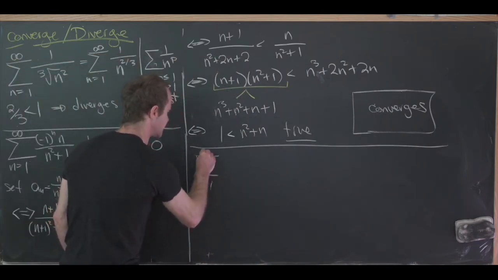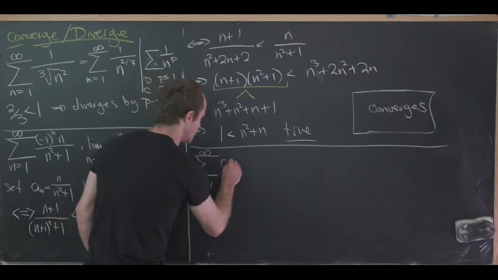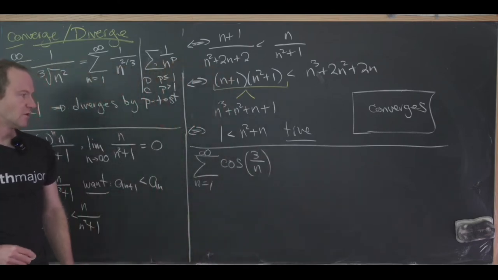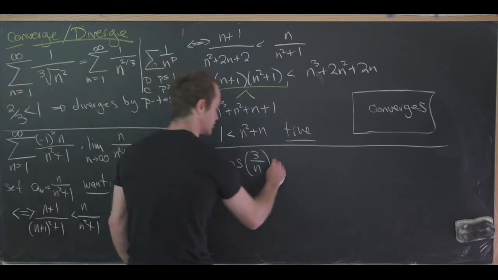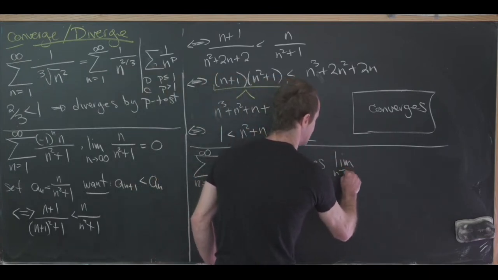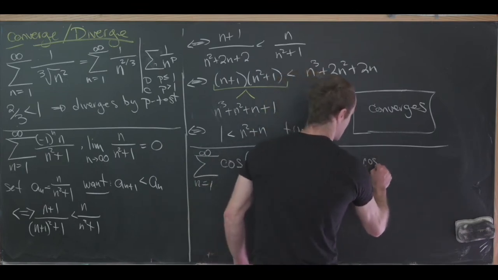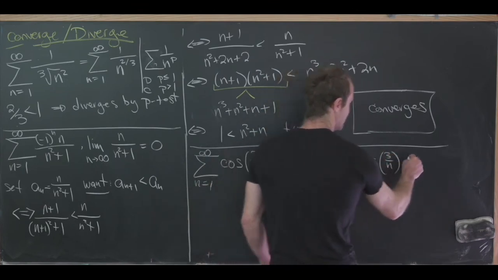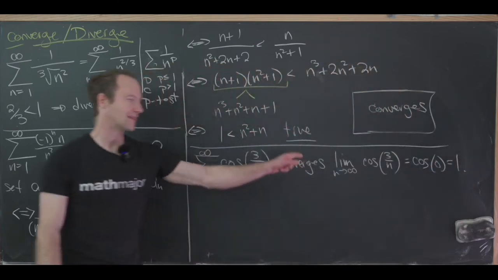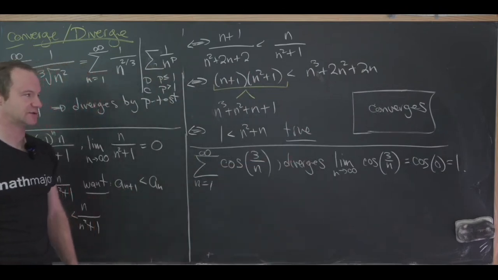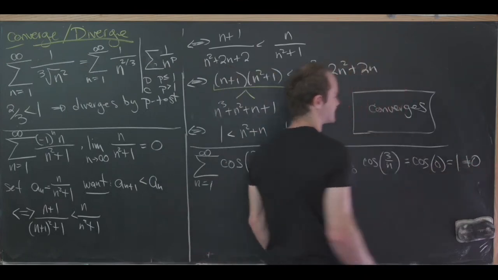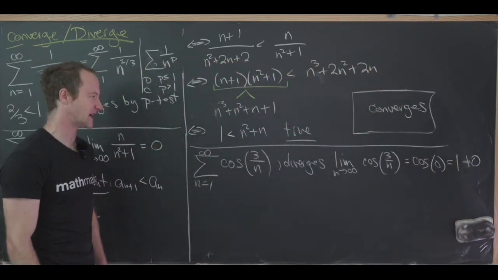Let's do the sum as n goes from 1 to infinity of cosine of 3 over n. Well, immediately we can say this diverges. That's because the limit as n goes to infinity of the cosine of 3 over n is equal to the cosine of 0, which is 1. We can bring that limit inside because cosine is a continuous function, but 1 is not equal to 0. And so this diverges by something called the test for divergence.